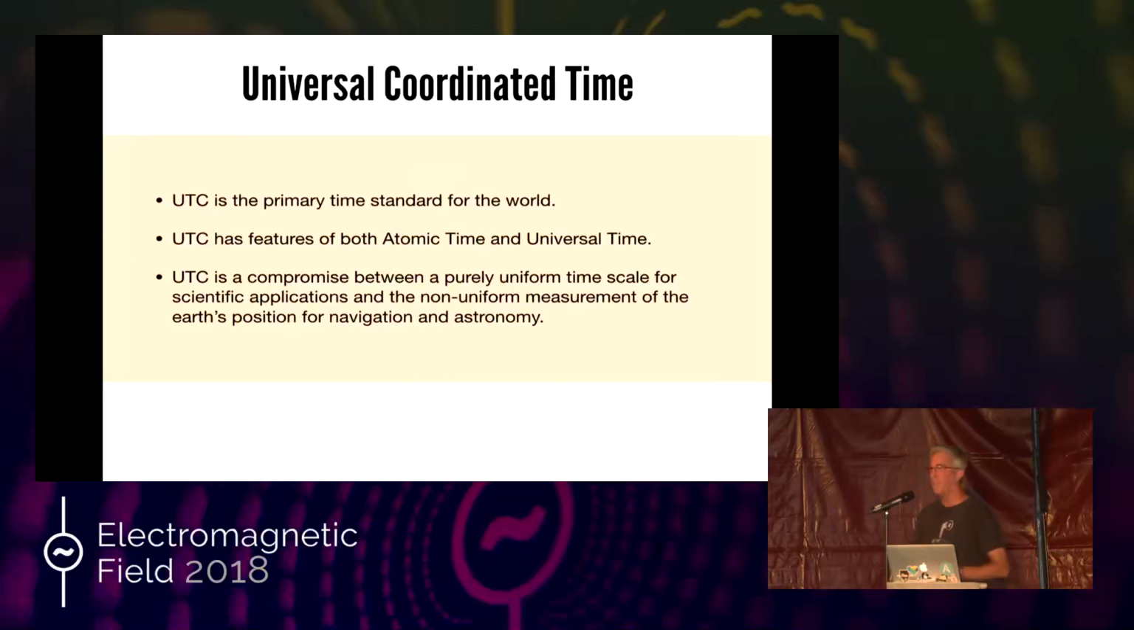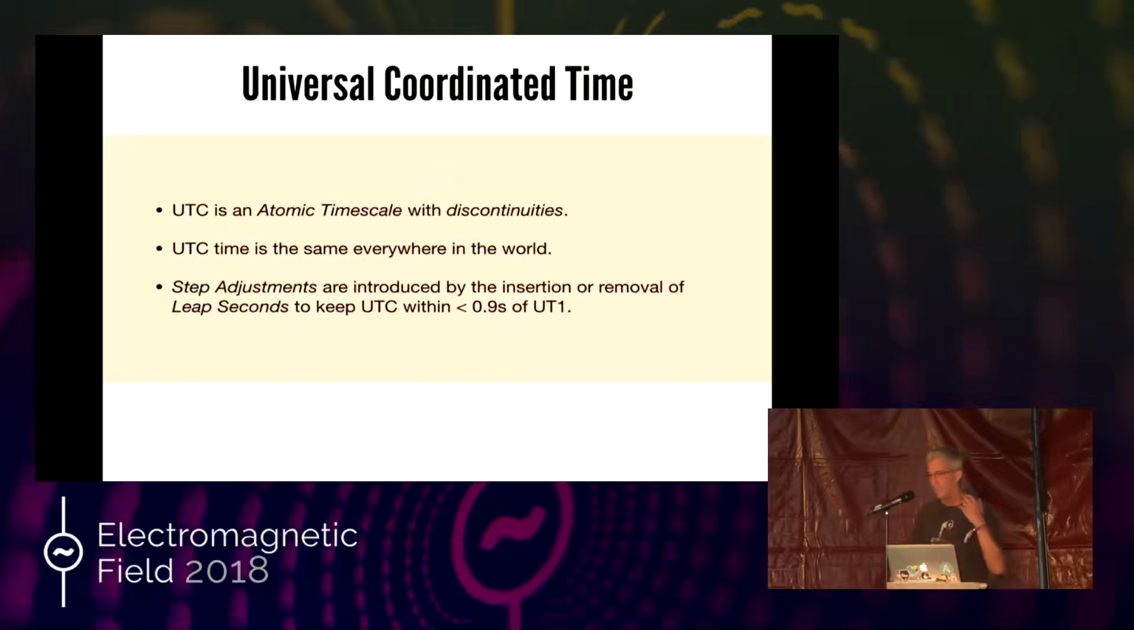And it's a bit of a compromise between those 2 timescales that we were talking about. It's an atomic timescale, but it has what they call discontinuities, and those discontinuities are leap seconds. What we try to do with UTC is keep UTC close to what the Earth is doing. It's still measuring SI seconds, but it keeps to what the Earth is doing by having these leap seconds inserted into it to steer it close to UT1.